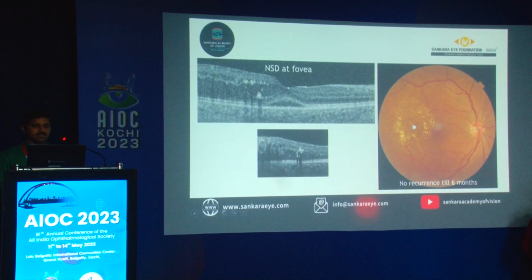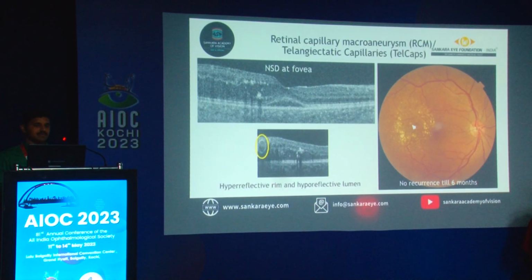So what is it? It has been termed a retinal cap. There are various terminologies used to describe this. A similar looking entity has been described as retinal capillary macroaneurysm by a few authors, telangiectatic capillaries by a few authors, and in idiopathic conditions as PEVAC, perifoveal exudative vascular anomalous complex. They are not really significantly different from each other. Most have similar clinical characteristics.